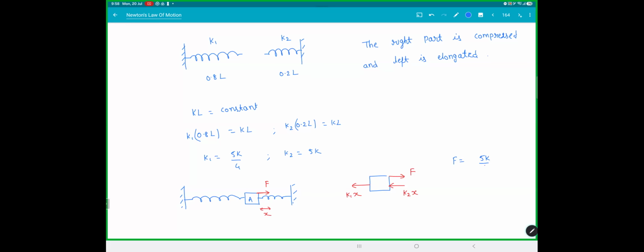So that is 5K by 4 plus 5K, times X. X is equal to 4F by 25K. Is that making sense? Since the right and the left are different, let's just cut it there and treat them as two different springs. But the moment you cut, the spring constant will change. So get the new spring constants and done. Now the whole question has become like this: we have two different springs with a block in between. Clear? That is one.